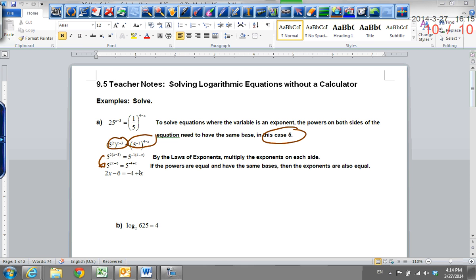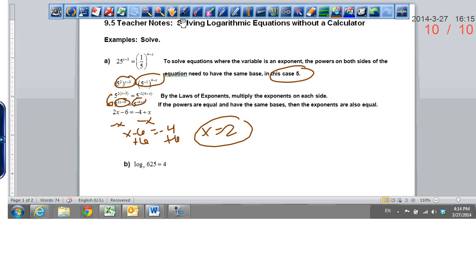And then the last thing, the big deal, is that I can set each exponent equal to each other once I have the same base. So then I get here, and then I'm going to subtract x from both sides. I get x minus 6 equals negative 4, add 6 to both sides, and x is 2. And so we have to do that sometimes, we don't.